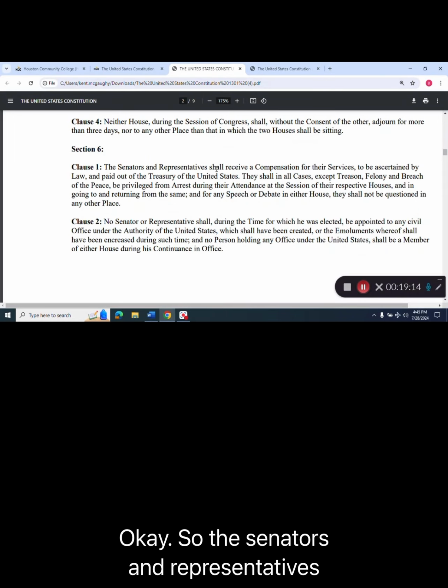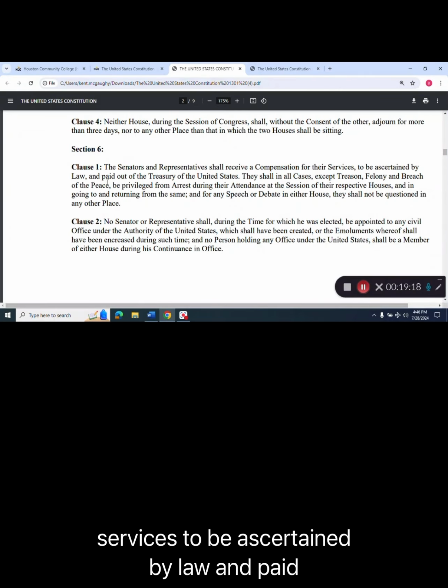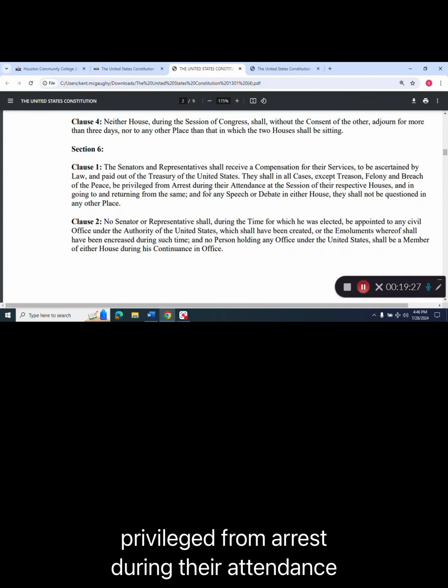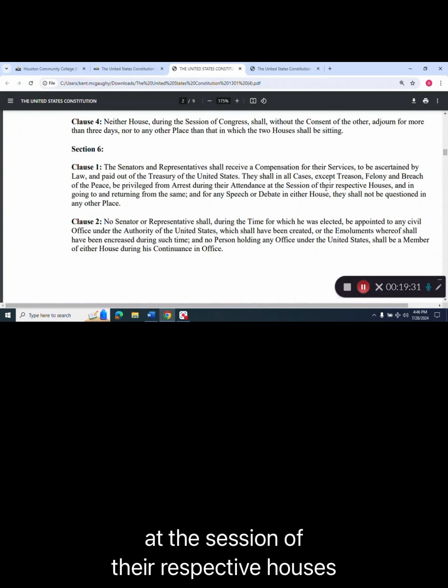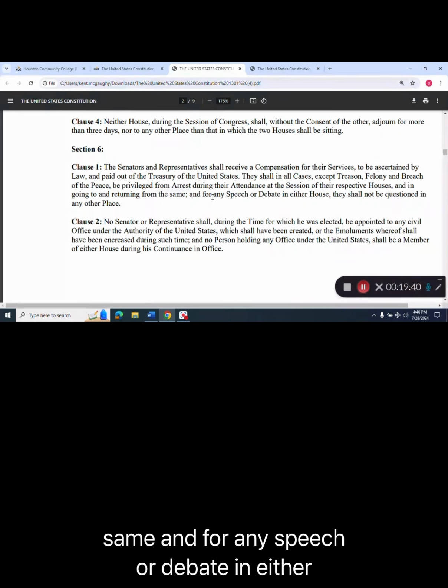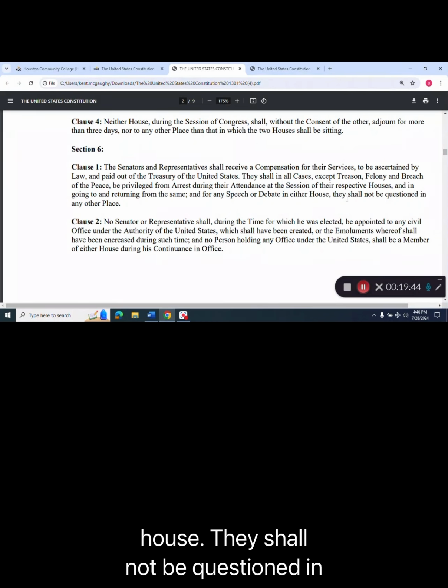Okay, so the senators and representatives shall receive a compensation for their services to be ascertained by law and paid out of the Treasury of the United States. They shall, in all cases except for treason, felony, and breach of the peace, be privileged from arrest during their attendance at the session of their respective houses and in going to and returning from the same, and for any speech or debate in either house. They shall not be questioned in any other place.